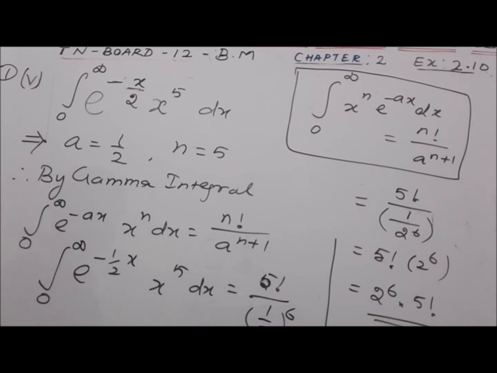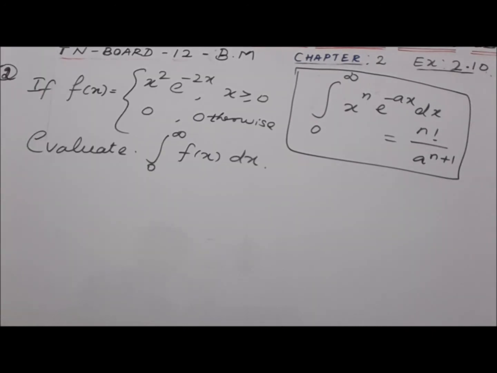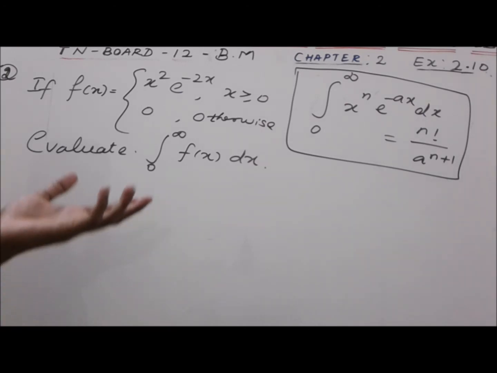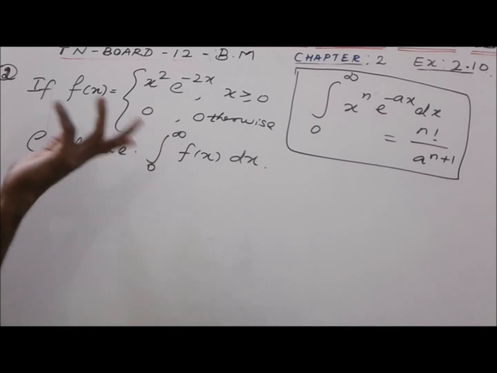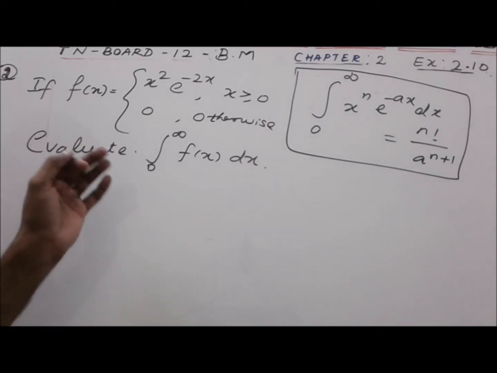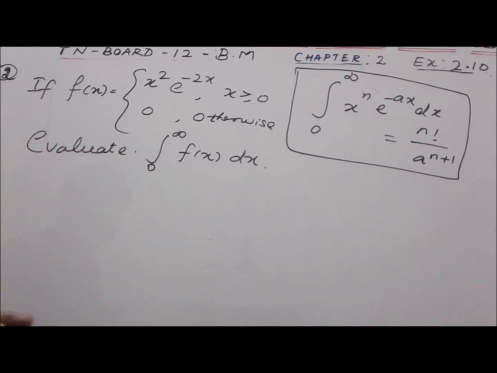Now question number 2. Here comes question number 2 in exercise 2.10. Very simple thing, this is easy. Similar to the previous problem. In exercise question number 1 we had subdivisions 3, 4, 5. The same type of problem is given here, just slight changes. That's all.